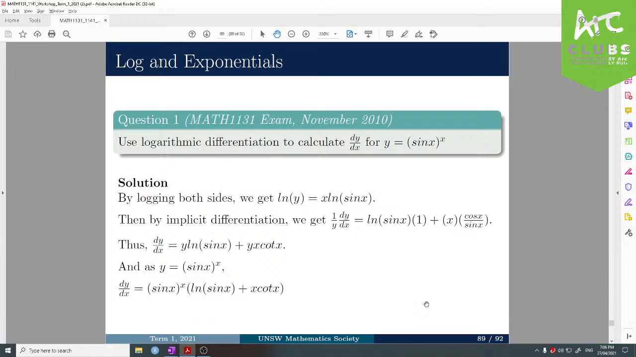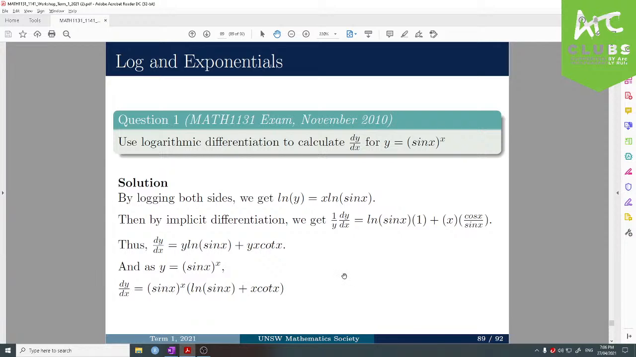Okay. Yep. So for logs and exponentials, like I said, most of the questions will be stuff that you have already covered back in high school. So most of them are just log differentiation, maybe some log and exponentials graphing, and using log rules. Okay.